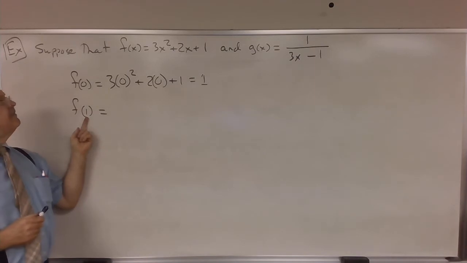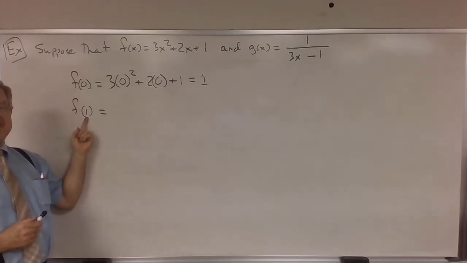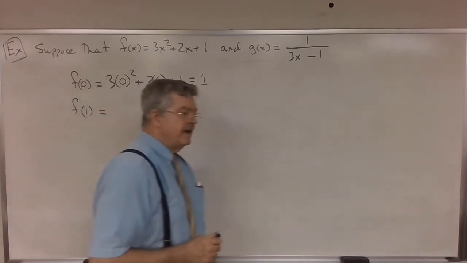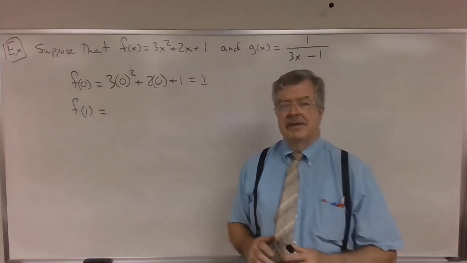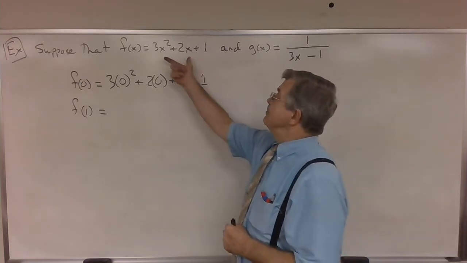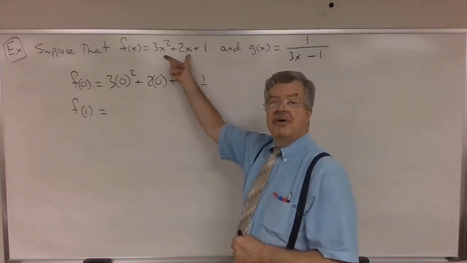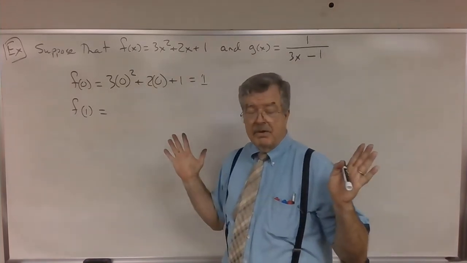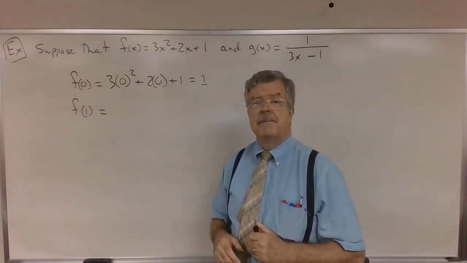Now what about f evaluated at 1? If we think about it for a second, we're probably going to say that's 6. And then we're asked, how did we get it? And we say, well, I looked up here, and every place I saw an x up here, I plugged in a 1, which is exactly what we should do.